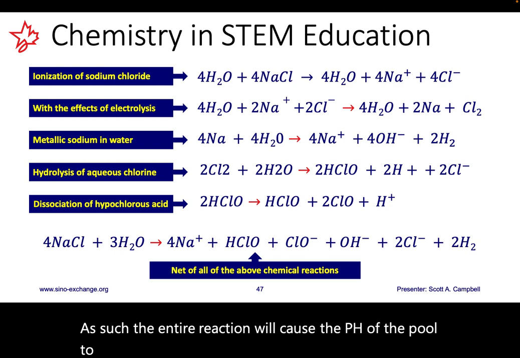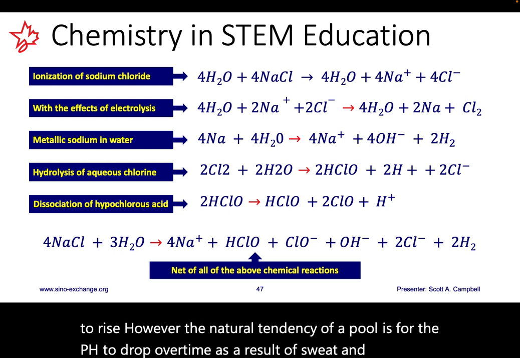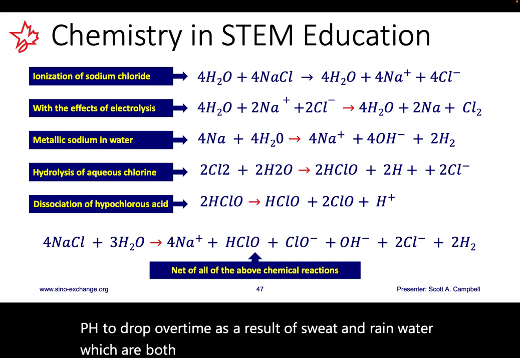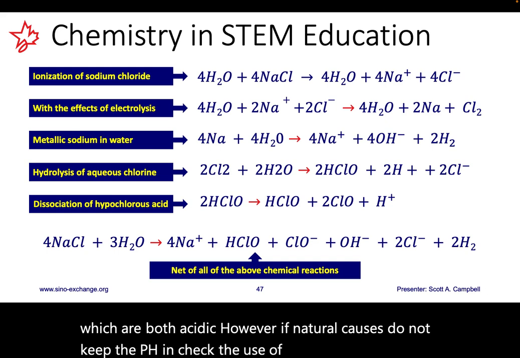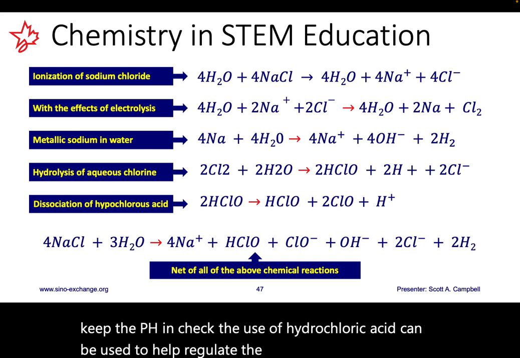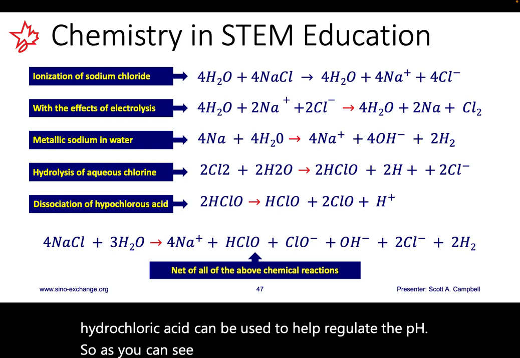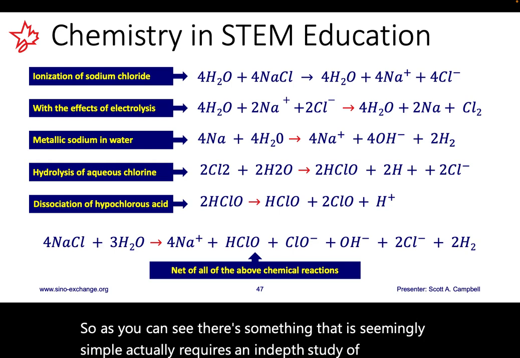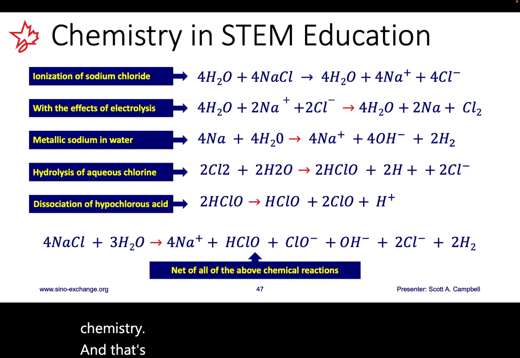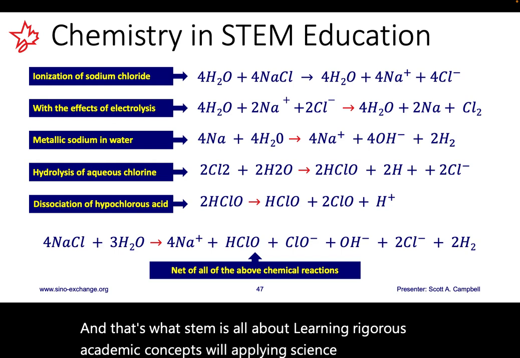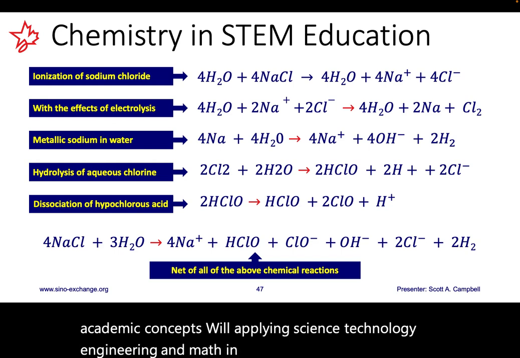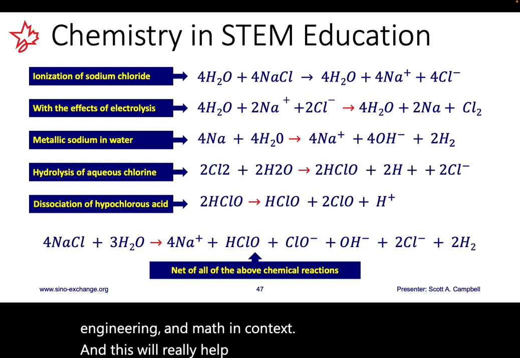However, the natural tendency of a pool is for the pH to drop over time as a result of sweat and rainwater, which are both acidic. However, if natural causes do not keep the pH in check, the use of hydrochloric acid can be used to help regulate the pH. So as you can see, something that is seemingly simple actually requires an in-depth study of molecular chemistry. And that's what STEM is all about, learning rigorous academic concepts while applying science, technology, engineering, and math in context. And this will really help students prepare for the new global economy.